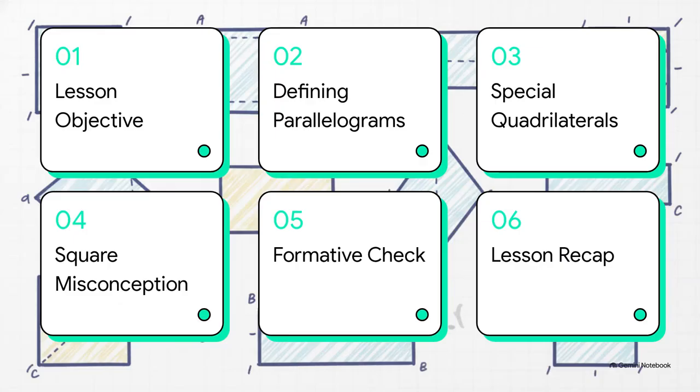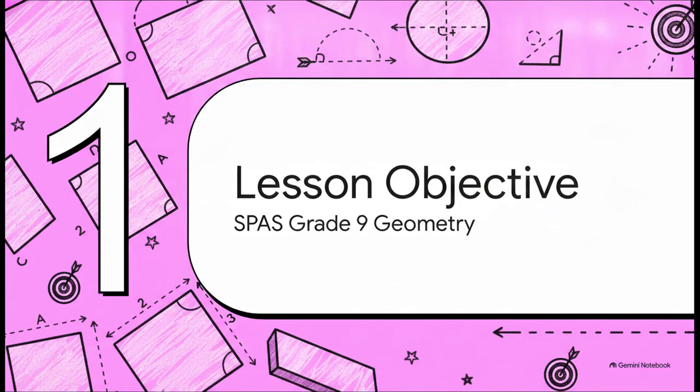Here's our quick roadmap for today's session. First up, we've got our lesson objective, then defining parallelograms, followed by special quadrilaterals, the square misconception, a quick formative check, and finally our lesson recap. Let's get to it. Section 1, lesson objective.